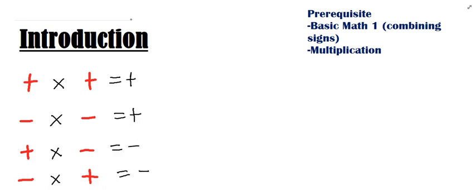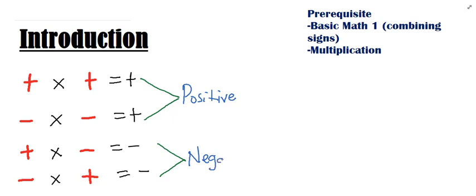Okay, so I just want you to generalize this with a central idea. And what's that central idea? That same sign gives you a positive result, while different signs give you a negative result.